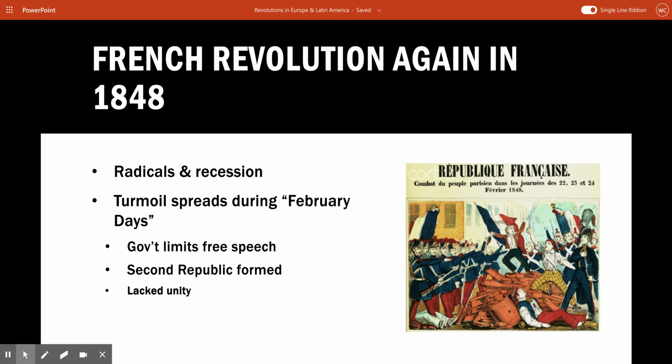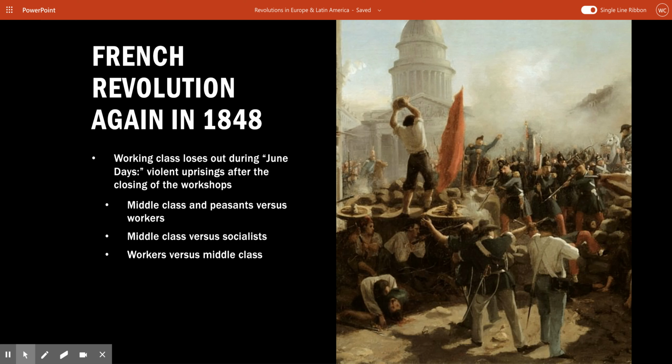And one of the problems that the Second Republic runs into is that it lacks unity. And so we really see that in the June Days of this French revolt in 1848. Because the working class wanted a lot of these changes to help support them financially, which is what these workshops were. It was a way of providing a kind of social welfare to help the working class. So basically, what had happened was the French government had been providing these national workshops, and these national workshops were meant to provide jobs to the unemployed of France.